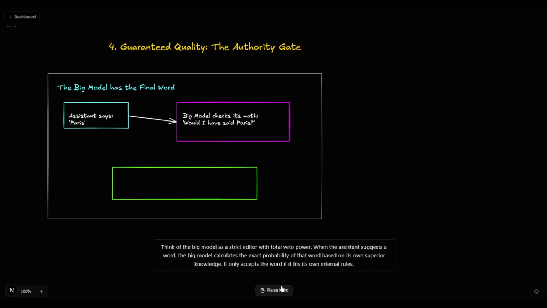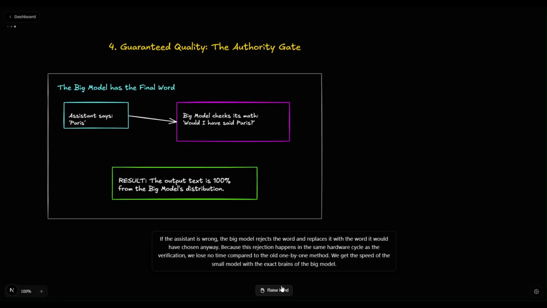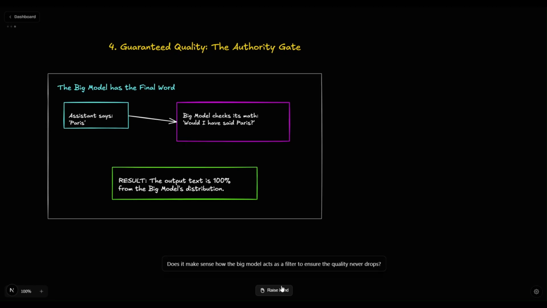Think of the big model as a strict editor with total veto power. When the assistant suggests a word, the big model calculates the exact probability of that word based on its own superior knowledge. It only accepts the word if it fits its own internal rules. If the assistant is wrong, the big model rejects the word and replaces it with the word it would have chosen anyway. Because this rejection happens in the same hardware cycle as the verification, we lose no time compared to the old one-by-one method. We get the speed of the small model with the exact brains of the big model. Does it make sense how the big model acts as a filter to ensure the quality never drops?